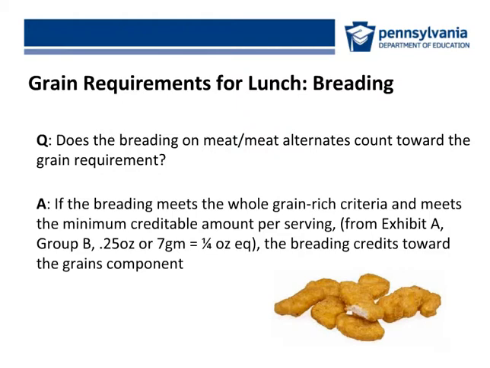Now, because next school year, all grains must be whole grain rich to be creditable, the question has come up regarding whether a breaded chicken patty made from non-whole grain rich grains can be offered with the reimbursable meal, with the breading considered an extra, as long as dietary specifications are met for the week. The answer is yes. If the breading does not meet the whole grain rich criteria, the breading would count as an extra food, and all dietary specifications must still be met for the week for calories, saturated fat, trans fat, and sodium. Doing this is not recommended for a few reasons.